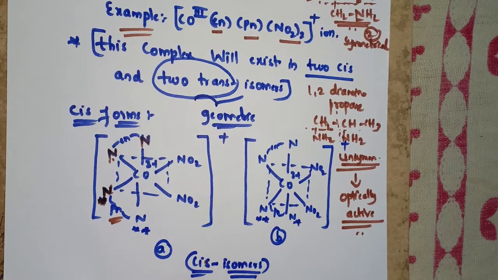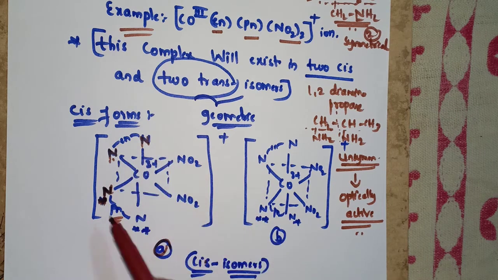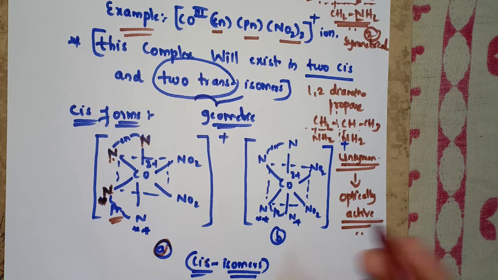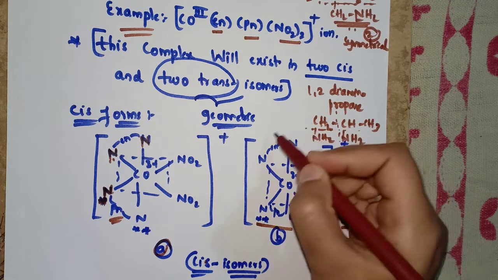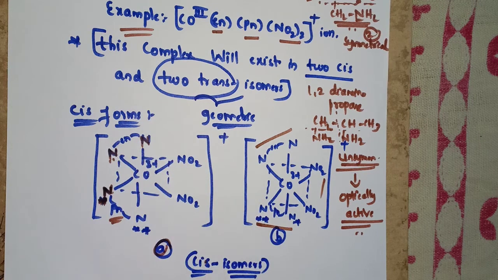These are the cis forms. This complex will exhibit 2 cis forms and 2 trans forms. These are the 2 cis forms, A and B. What are cis forms, students? Here identical ligands are adjacent to each other. Here you can see N N, N N, NO2, NO2: identical ligands are adjacent to each other. Here also identical ligands are adjacent. So this is the cis form. They exhibit 2 cis forms.